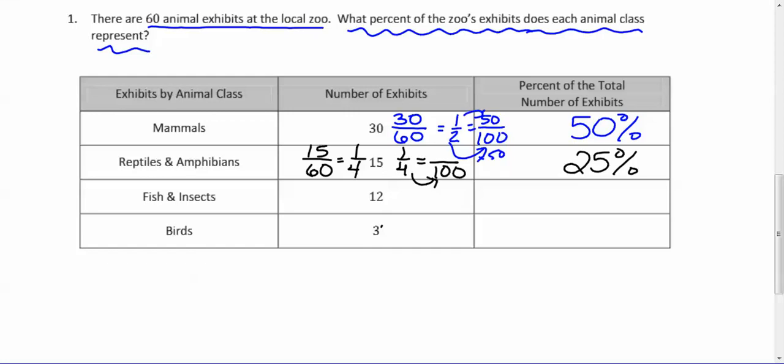Or you can also say 1/4 equals what out of 100. You multiply that by 25. 1 times 25 is 25. So 25 out of 100 equals 25. So again, we have lots of different options. All right, fish and insects.